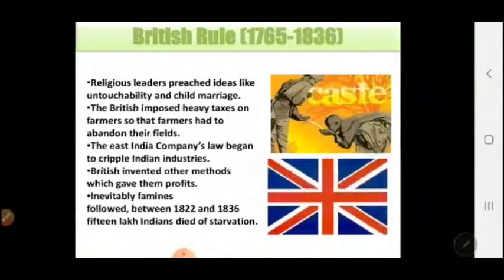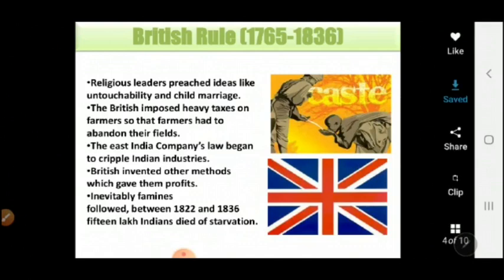Now let me explain what was the period of the British gaining control over India. Apart from all these reasons which I have explained, that is, the short-sightedness of the Indian princes and the superior quality of weapons of the British, there were a few other reasons why the British became successful in gaining control and supremacy over India. The other reason was that the Indian religious leaders preached ideas like untouchability and child marriages, which were the vices of the society, you know very well, right? So the British imposed heavy taxes.